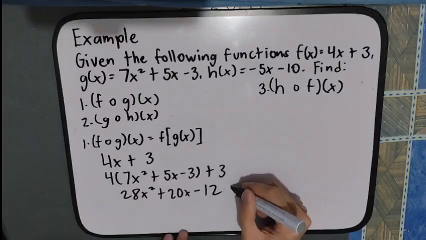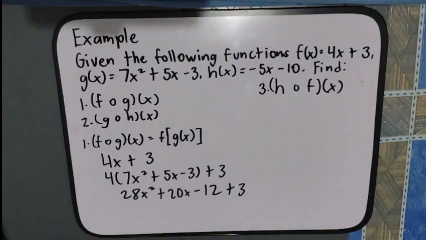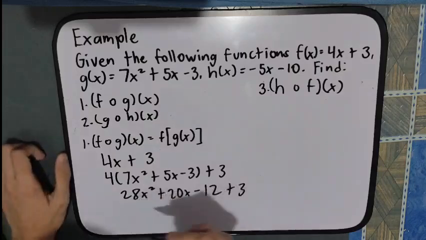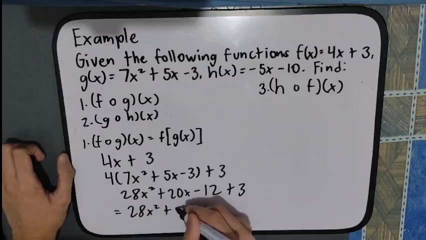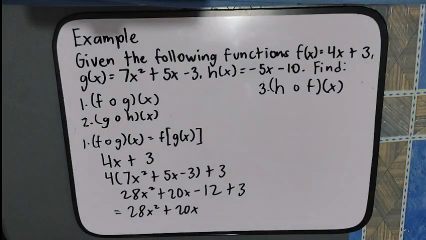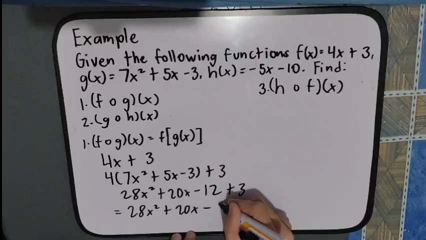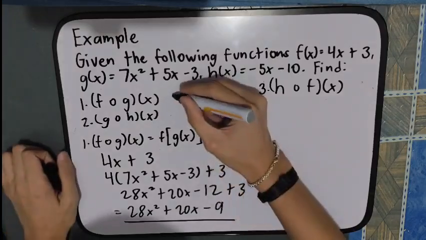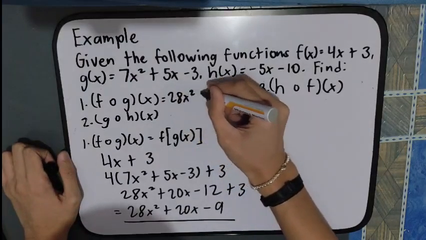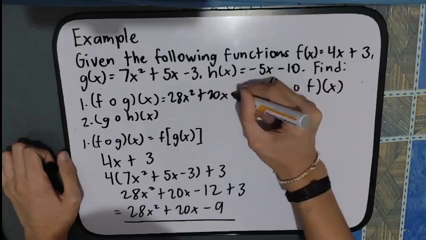Then copy positive 3. After that, we're going to combine like terms. Since there are no like terms with 28x squared and positive 20x, we will just copy 28x squared plus 20x. Now we're going to combine negative 12 with positive 3. Negative 12 plus positive 3, we have the answer of negative 9. So this is our answer for the first example: 28x squared plus 20x minus 9.